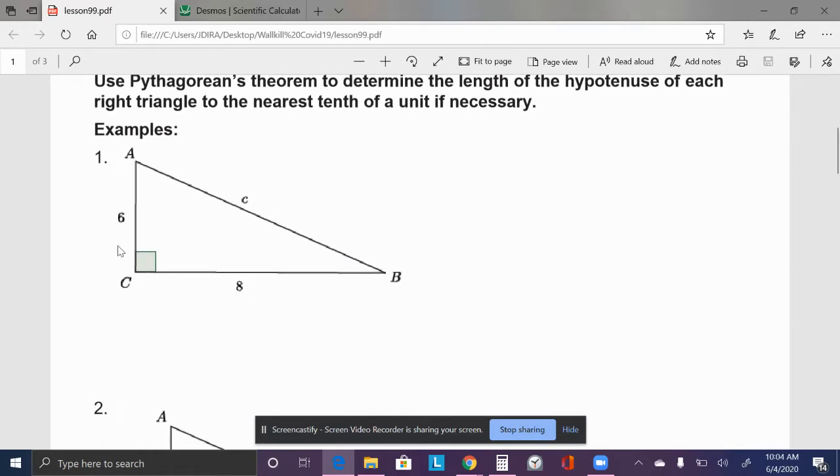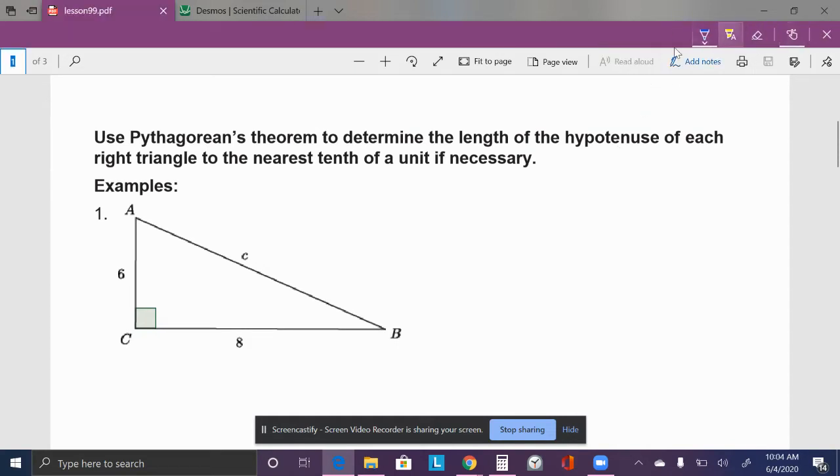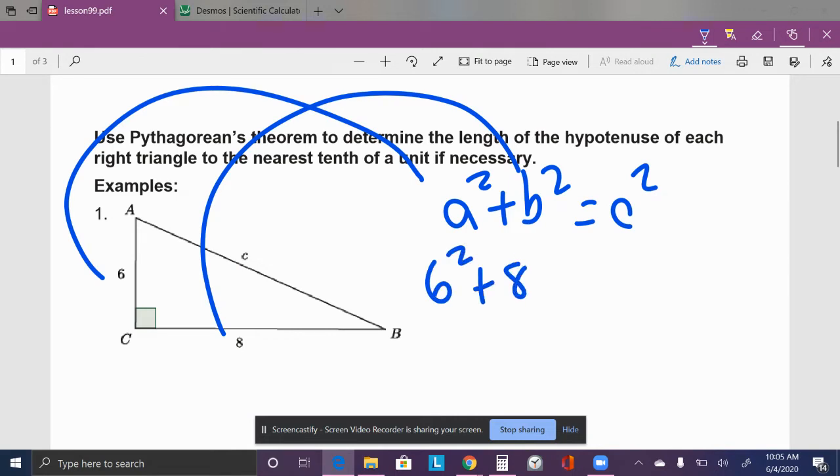All right, we have the legs here, 6 and 8, and the hypotenuse is C. So we're just basically going to plug them into our formula. A squared plus B squared equals C squared. It doesn't really matter what you plug in with the legs. You could plug in the 6 and the 8 or the 8 and the 6, but it does matter that they're both going in for A and B. So I'm going to plug in 6 here. I'm going to plug in 8 here. So we have 6 squared plus 8 squared equals C squared.